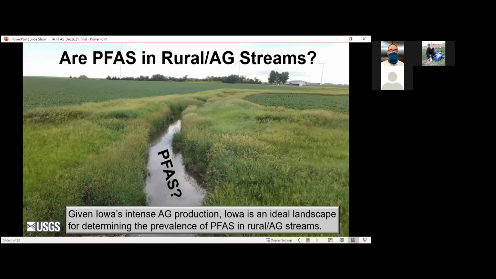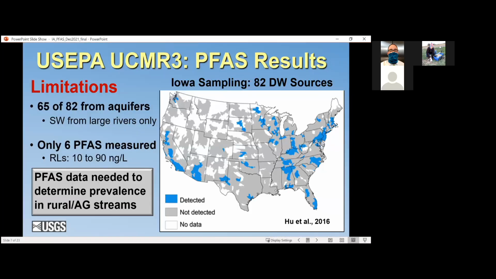type agricultural streams. Now, before we jumped out into investigating these streams, it's always good to take a look and see what historic retrospective data may be available. And certainly the U.S. Environmental Protection Agency, through their UCMR 3, did look at PFAS all across the country. And there were, in fact, 82 drinking water sources sampled in Iowa. And when you look at the map of those results, you'd say, nothing to see here. They really didn't see any PFAS in these settings.